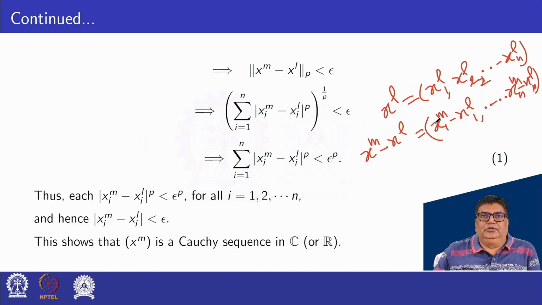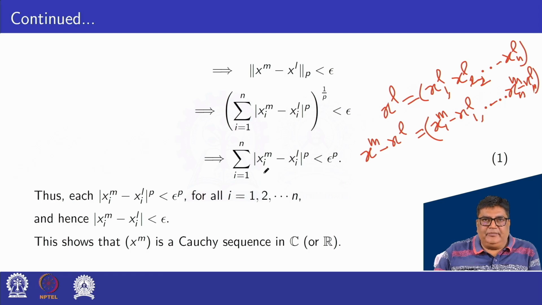So norm xm minus xl can be written as summation i equal to 1 to n, mod xmi minus xli power p, whole power 1 by p. This implies that summation i equal to 1 to n mod xmi minus xli power p is less than epsilon power p, taking the pth power of this term. We have this one, equation 1.